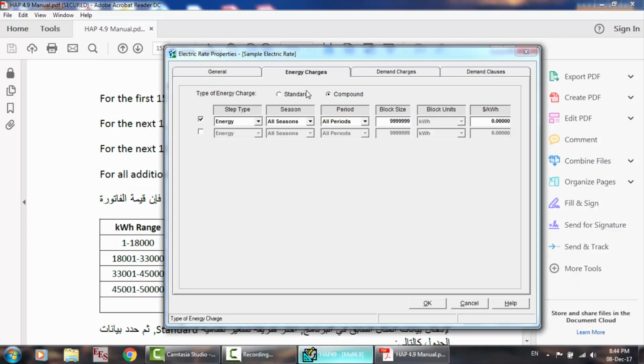So now, gentlemen, if we have a compound type of energy charge, suppose that you have sometimes energy and sometimes demand. You know, here the standard, you can make it kilowatt hour or kilowatt hour per kilowatt, like what we have just said. But suppose that we have a compound here for the energy, and it may be for demand.